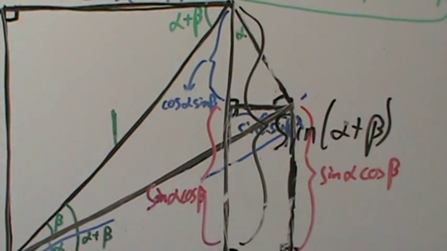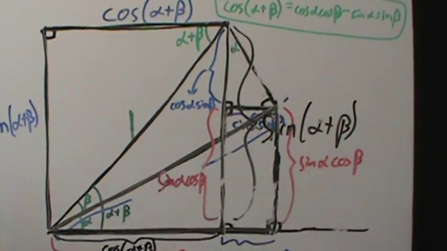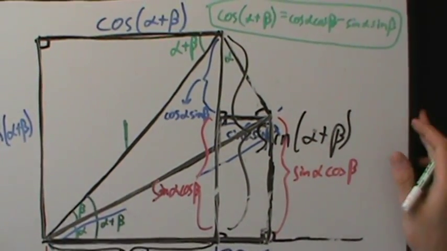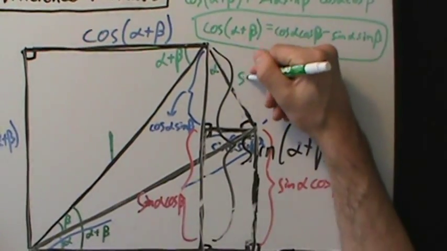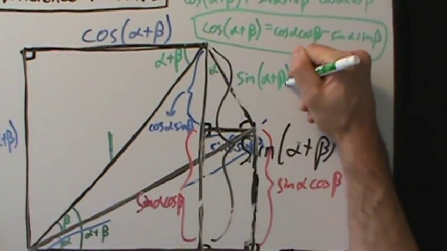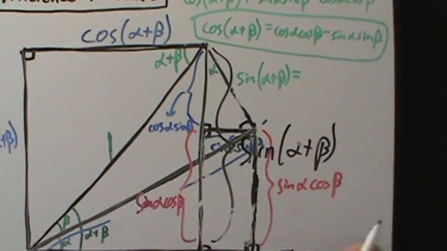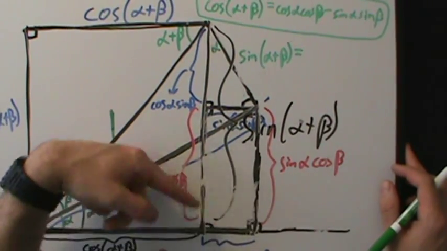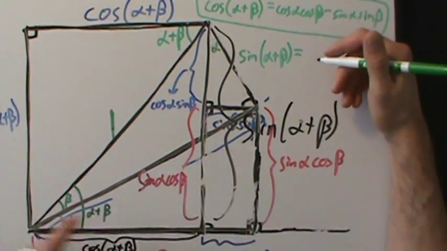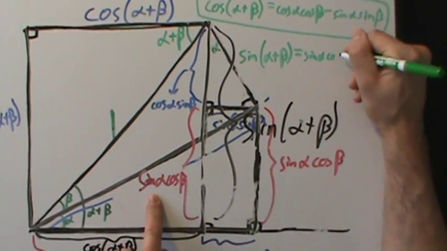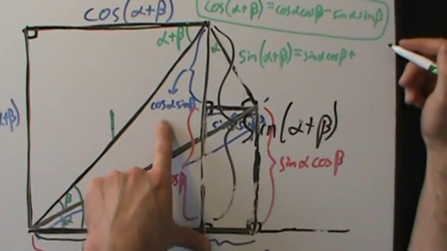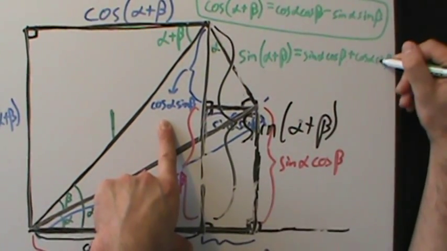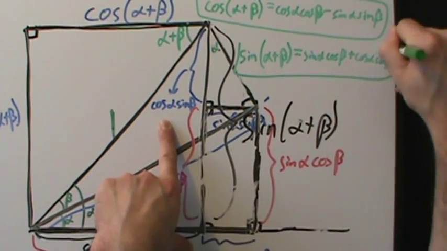Okay, so if we zoom out, let's go ahead and write that over here, we're totally out of room. So what we see is that sine of alpha plus beta, in other words, the length of this entire side equals the length of this piece plus the length of this piece. So sine of alpha plus beta equals sine alpha cosine beta plus cosine alpha sine beta. Okay, so that's the other formula there.